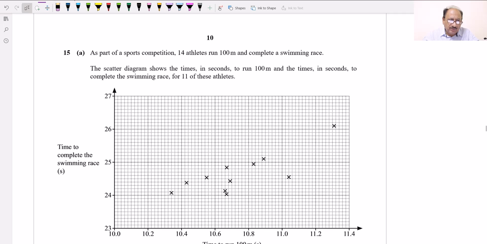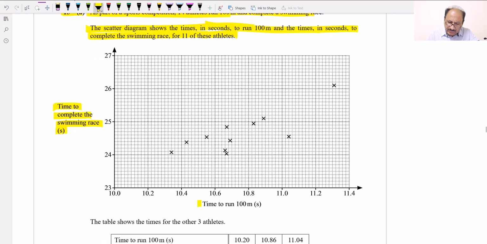Now this is question number 15, and a scatter diagram is provided. As part of a sports competition, 14 athletes run 100 meters and complete a swimming race. The scatter diagram shows the time in seconds to run 100 meters and the time in seconds to complete the swimming race for 11 of these athletes. Now this side is the time to complete the swimming race, S, and the other side, the x-axis, is the time to run 100 meters. The table shows the times for the other 3 athletes.